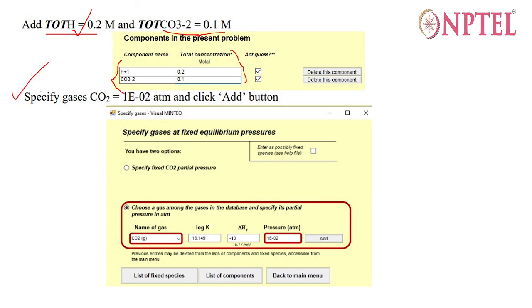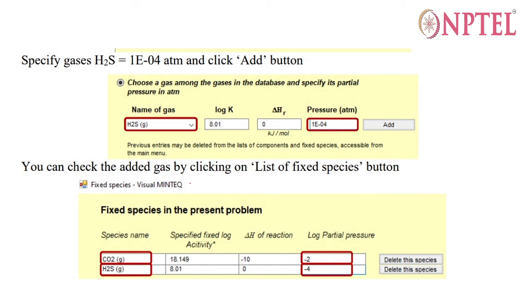Only the additional step you have to do is to specify your gas. So just go to the specify gas option. You will specify the gas concentration. CO2 concentration is nothing but 10 to the power minus 2. So it is 1e minus 2. That's how you should write. All of you know the symbol for 10 here. Just write it down here. The name of the gas is CO2, and then the pressure is 10 to the power minus 2. We are writing in this form, 1e minus 2. Just add this, right? And then go to the next one.